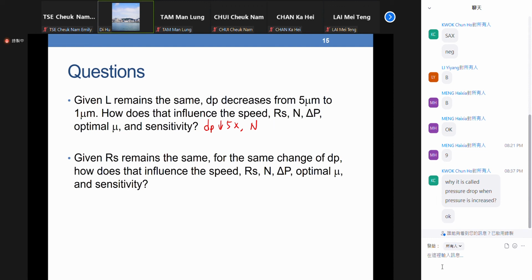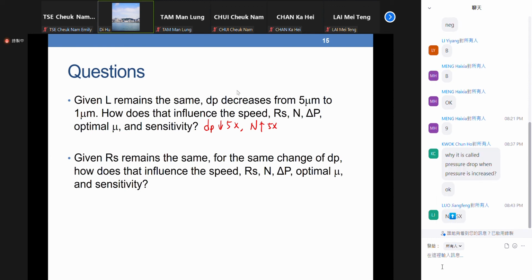How about the others? Did you try that by yourself, guys? Yes, very good, thank you. And how about resolution? Can anyone answer the question? Resolution increased by how many times? So resolution increases, right? Okay, thank you. I already see the answer, 2.24. Very good. 2.24 times.